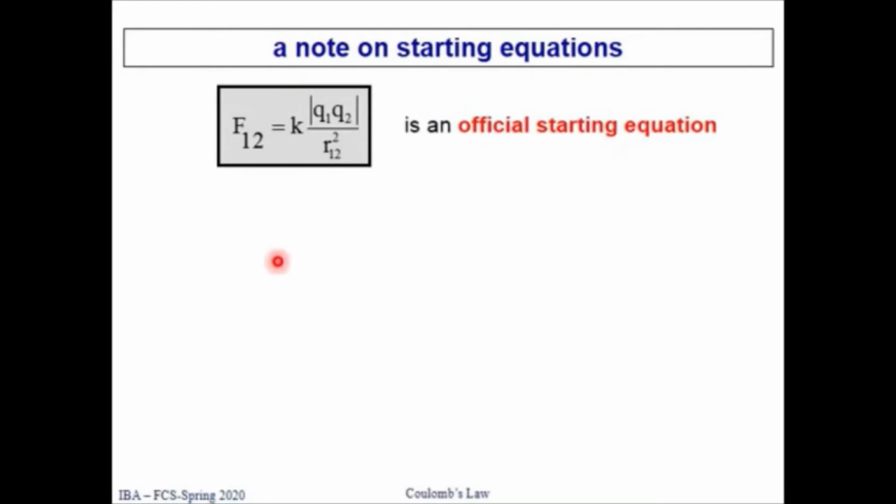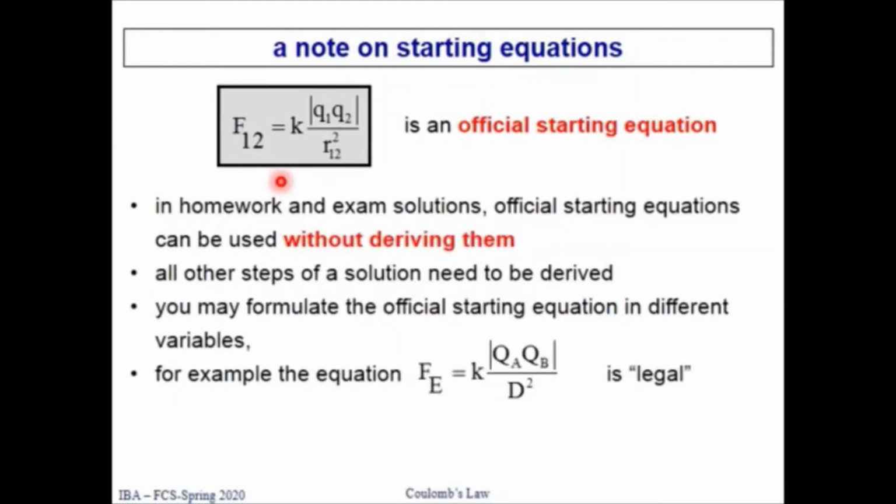So finally, we studied Coulomb's law, but keep in mind this is our official starting equation, and we also call it a fundamental equation. So we don't need to derive it from anywhere. This is our fundamental equation, so whenever we need it, you can start from here. You don't need to start somewhere else. And the other important point is that there is freedom to use either small q's or capital Q's.